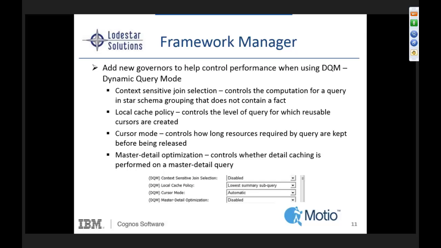There's the local cache policy, which controls the level of query for which reusable cursors are created. There's cursor mode, which controls how long resources required by the query are kept before being released. And then there's the master detail optimization, and what this does is control whether detailed caching is performed on a master detail query. I've put a screenshot of them up there for you.